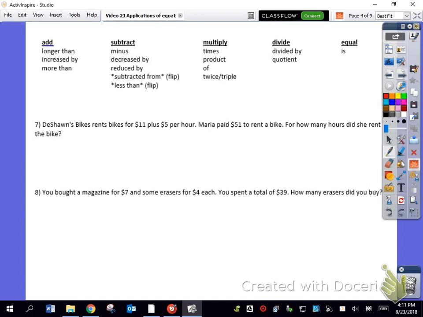All right, number 7. Deshawn's bikes rent for $11 plus $5 per hour, and she paid $51 to rent the bikes. Okay, so let's go back and look at this. Deshawn's bikes rent for $11 plus. So you automatically have to give them $11 plus. And then this says $5 per hour. Per is times. So it's 5 per hour, so 5h.